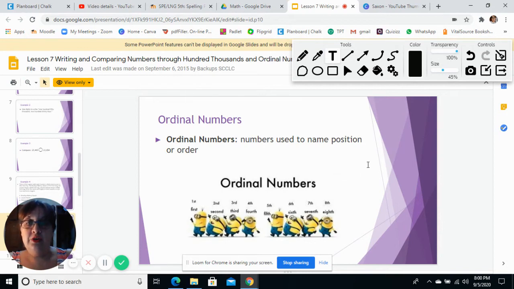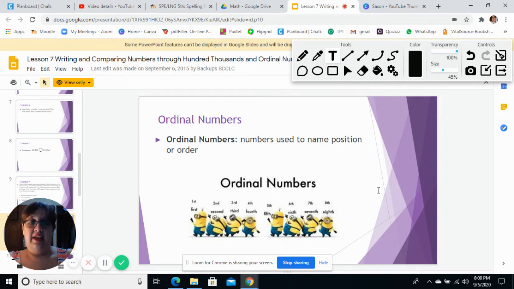Okay, ordinal numbers. Write this down under vocabulary. Write the word vocabulary and then write ordinal numbers. Ordinal numbers are numbers that are used to name position or order. So instead of saying 1, 2, 3, 4, 5, ordinal numbers is when we say first, second, third, fourth, fifth, sixth, seventh, eighth, and so on. Those are the ordinal numbers. So it's when you add that little ending and you count.